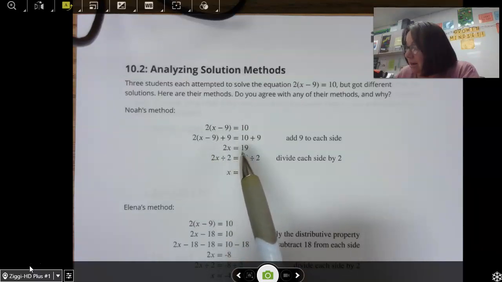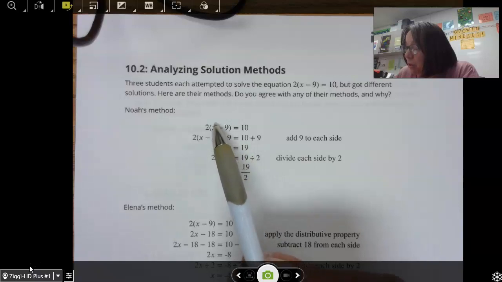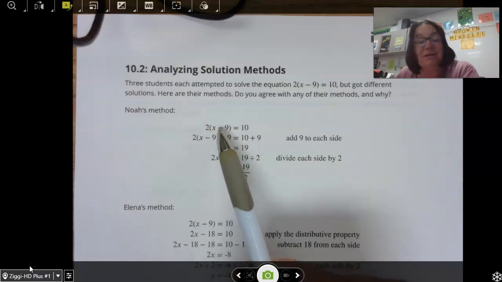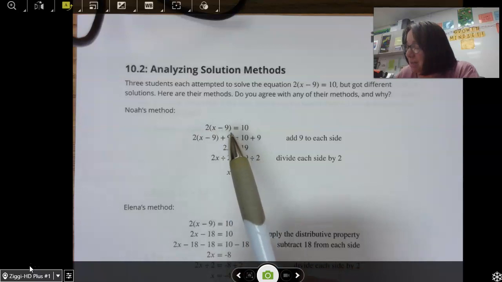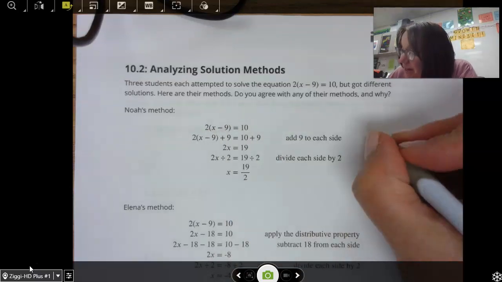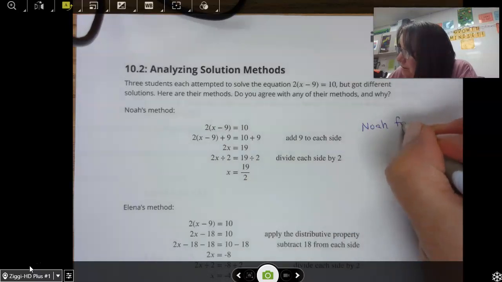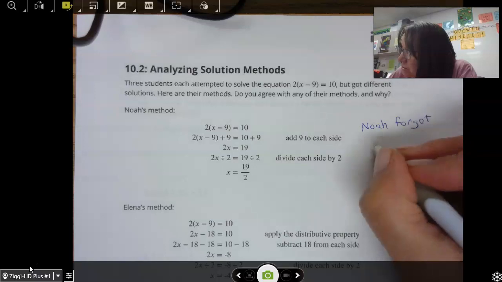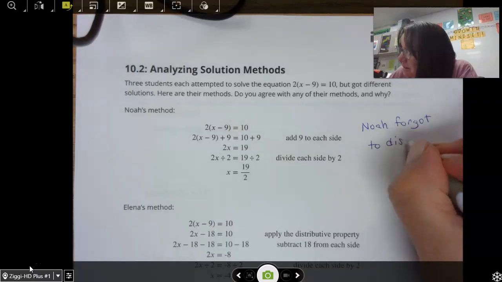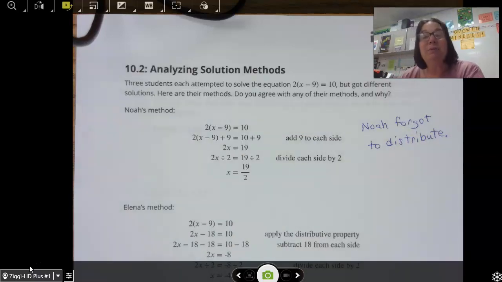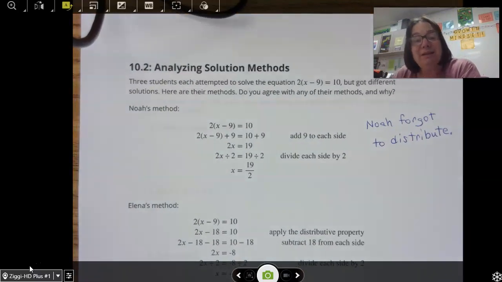Well, that's a good idea, but we cannot. The whole thing in the parentheses is a quantity. You can't just take a piece out of the parentheses. So, in this case, Noah needed to distribute. Noah forgot to distribute. Anytime I see a number outside of a parenthesis, it means it needs to be distributed to each item inside the parenthesis.